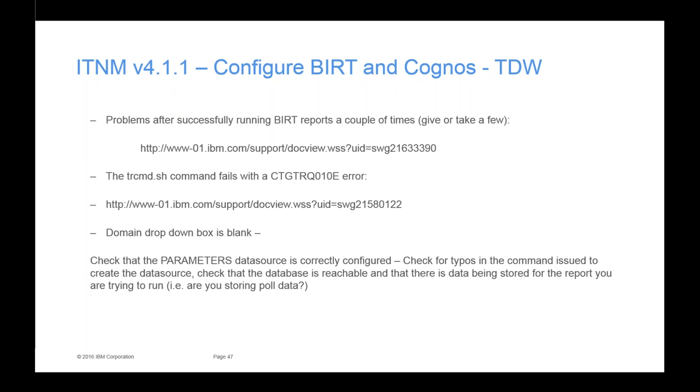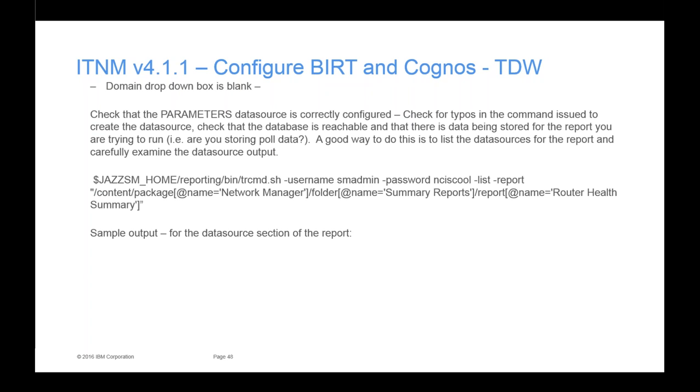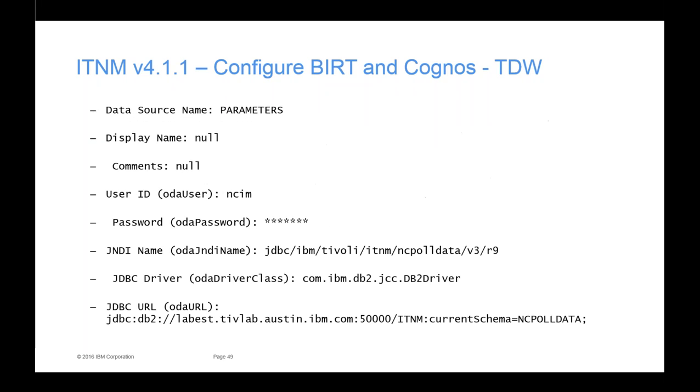And I've got this. So here's a command that you can run to list a specific report. And all you'd have to do is list one of them, or you can list the one that you're trying to run. But the one that I show here is a router health summary report. Here's some of the sample output from running that list command from the command line. And what you'll see is it'll tell you the data source for parameters, and it won't give you the password, but it'll give you the user ID that you configured for it.